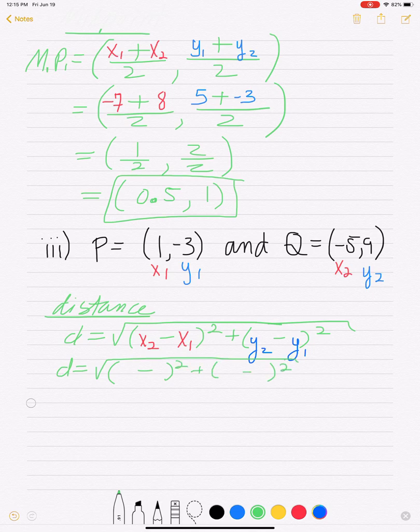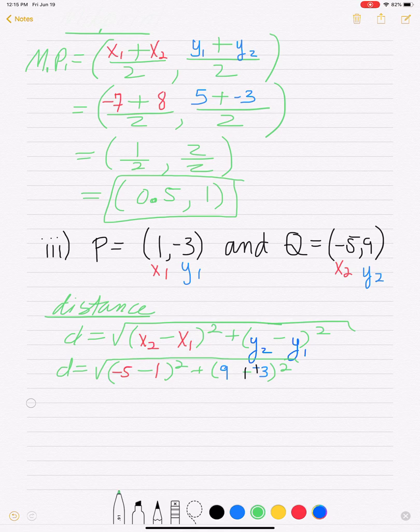Now I'm going to fill in numbers in place of those blanks. I'm going to plug in first for x2, -5, and for x1, a 1. For y2, I'm going to put a 9, and for y1, I'm going to put a -3. Now notice that you got a double negative in 9 minus -3, right? The double negative becomes a plus, so that's a 9 plus 3.